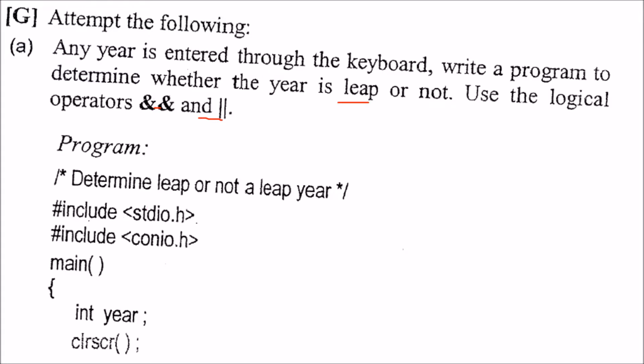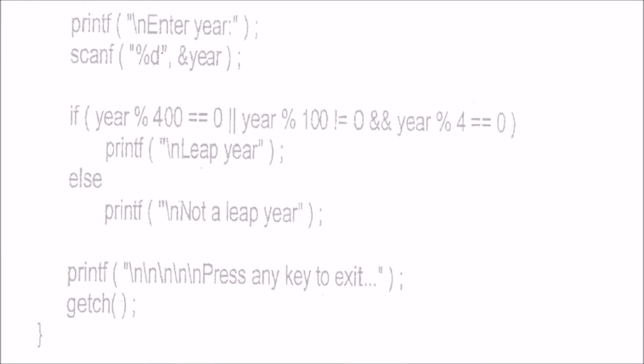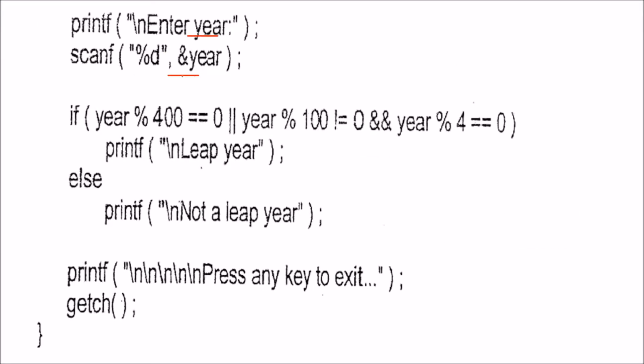So for that the program will be, let us write a comment here: determine leap or not a leap year. Then stdio.h, conio.h, then we take year as an integer and we enter this year. Enter a year, in this &year with %d. Now we know that this condition has to be true, meaning divisibility by 4. There is a modulus operator. So when we use the modulus operator with year and it gives you 0, then it is a leap year, or this one and this one. These two conditions we are taking.